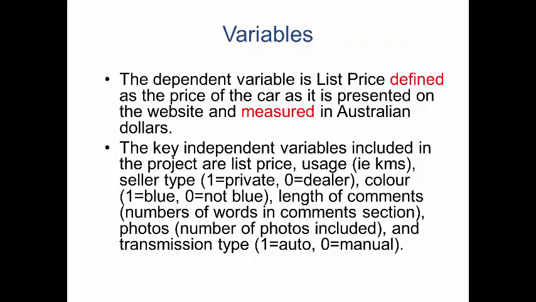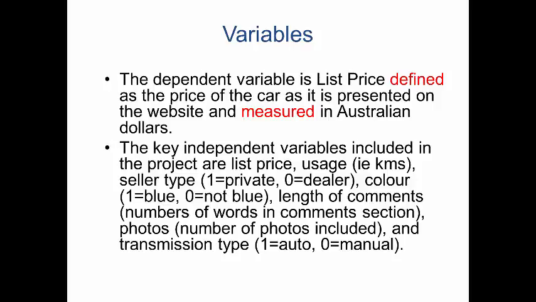Okay, now let's talk about the variables. The dependent variable here is list price. List price is defined as the price presented on the website, and it's measured in Australian dollars. Look, I'm using list price as a bit of a quasi measure for the actual final price, but I acknowledge that it isn't the final price the car sells for. So I will always call this list price because it's the price that the car's been listed for. And Jane's looking at what price to list her car, so that makes sense.